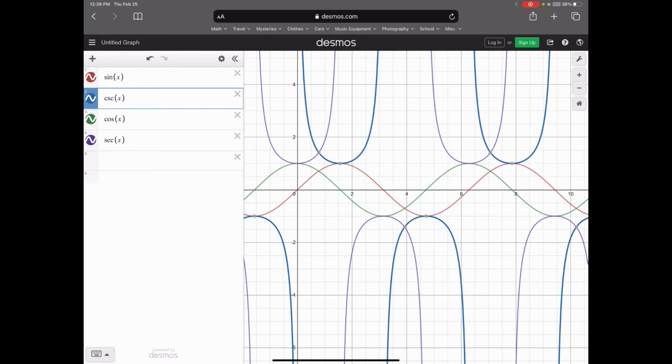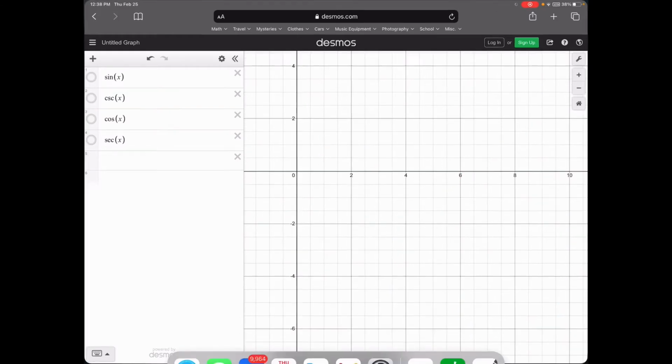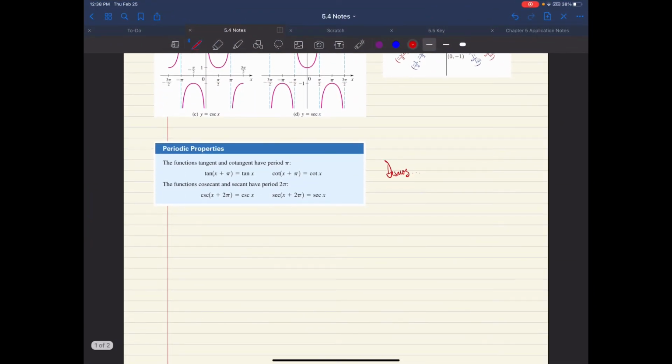That's about it. We're not going to spend tons of time graphing these, and the reason we don't is that they don't come up too often in application problems that you'll deal with. I don't want to spend all of our time here when sine and cosine do come up constantly. So let's go back here and do an example. Cosecant and secant have a period of 2 pi.